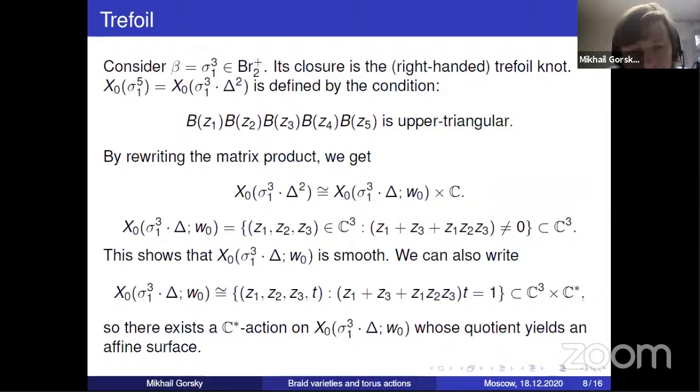And this variety is smooth, and we can also write it in a slightly different way by adding one parameter, because we asked this sum z1 plus z3 plus z1 z2 z3 to be non-zero. Then we can ask it, multiplied with some new parameter, to be equal to 1. And this will give us the same variety, only living in C3 times C star. So we see that there is actually a C star action on this variety, and the quotient is very nice.